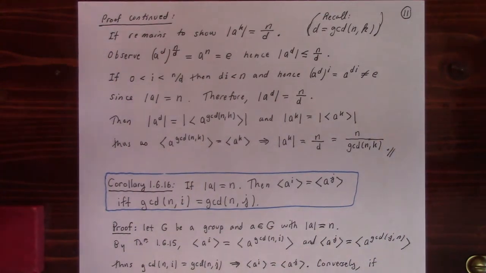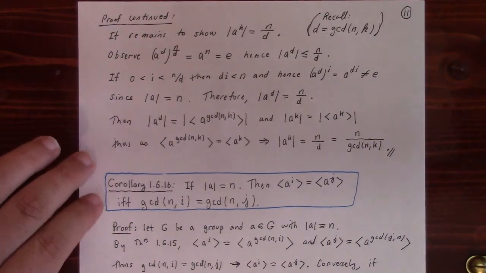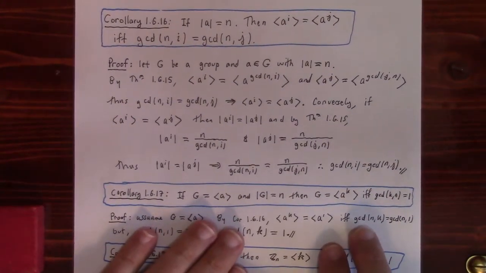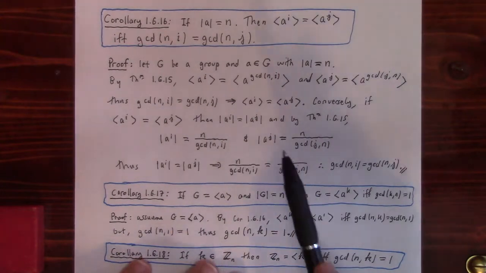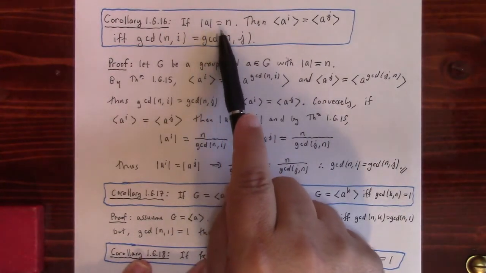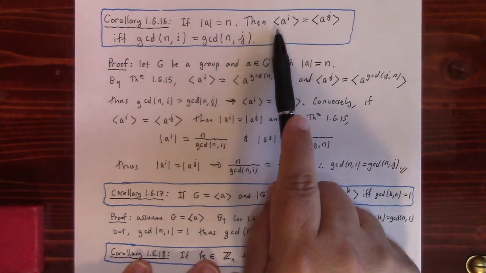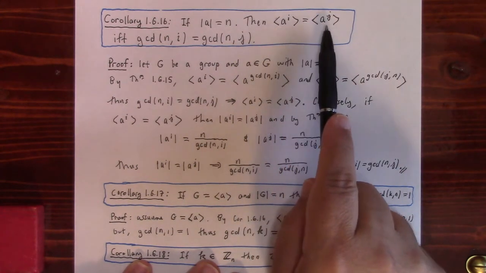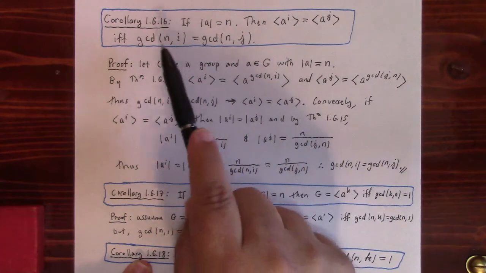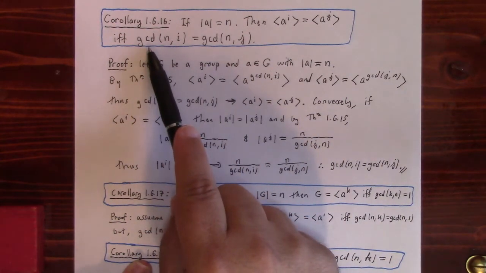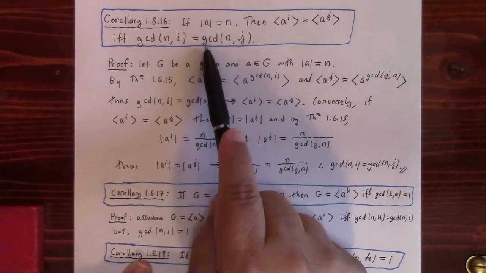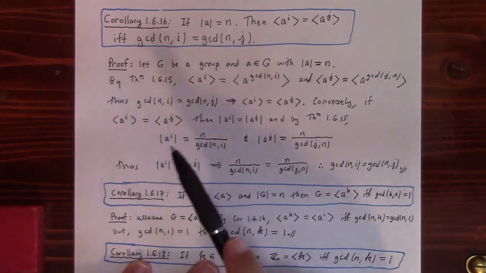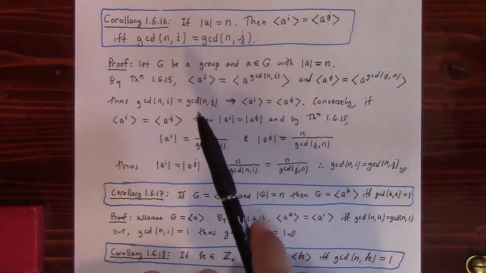So there's that. All right, corollary. Again, getting all the cards on the table. If the order of a is n, then the subgroup generated by a^i is equal to the subgroup generated by a^j if and only if the greatest common divisor of n with i is equal to the greatest common divisor of n with j. All right. So here's the proof.